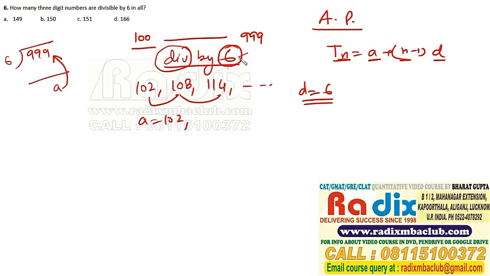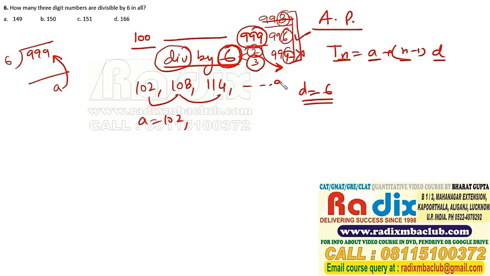See, 6 is divisible by 2 and 3. From 999 the numbers could be 998, 996, 994. Right? We can't go further, because if a number is divisible by 6, it can only go up to 6 values back from 999. We will get the number from these 3 numbers. See, 998, 996 and 994 are all divisible by 2, and we need to calculate the number divisible by 3. This is not possible, this is possible, this is not possible. So the last number is 996.